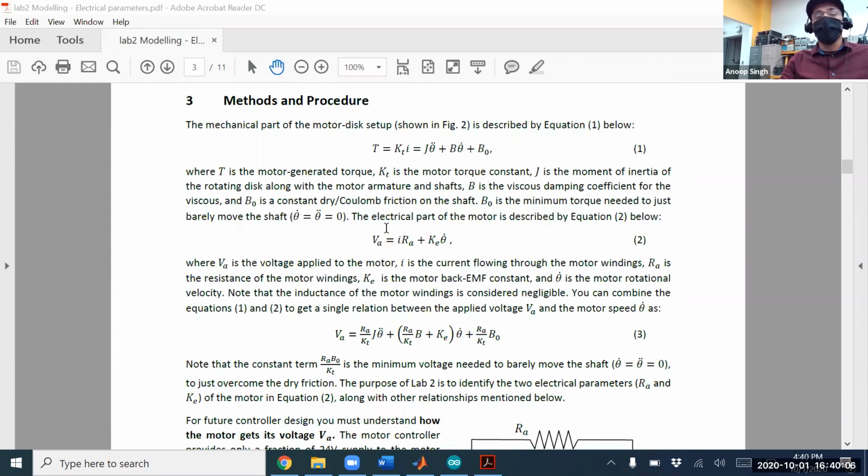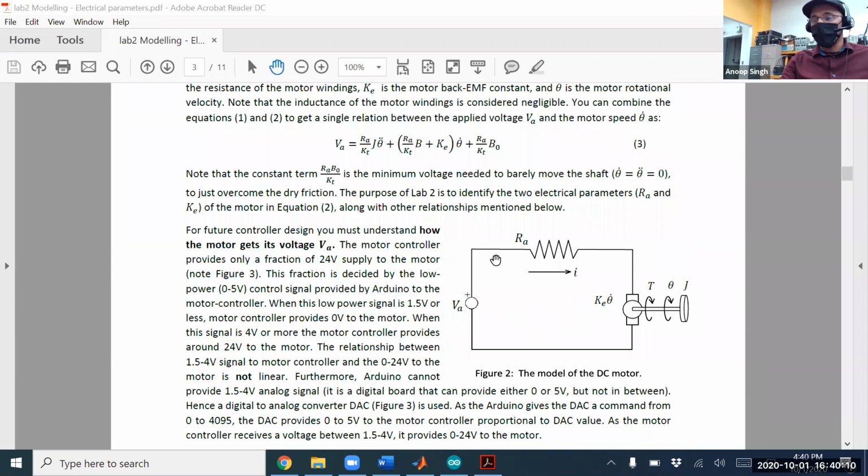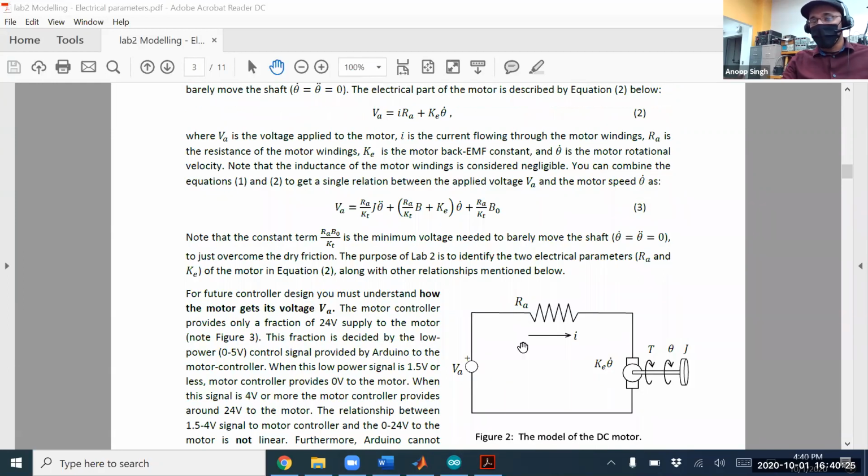Now, for today's experiment, we are trying to model the electrical parameters of the system. If you remember correctly, this is the model of our system. We apply some voltage, and then the motor has a resistance, almost zero inductance, and the motor element. So KVL says that the voltage applied is lost across the resistance, and the remaining is lost across the motor, and the voltage lost across the motor is the back EMF constant KE multiplied by the speed of the motor.